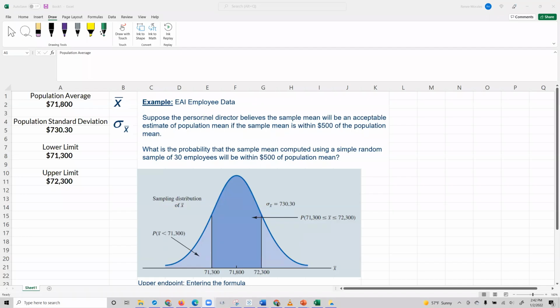So here we have an example of EAI employee data. Suppose the personnel director believes the sample mean will be an acceptable estimate of the population mean if the sample mean is within $500 of the population average. So they want to know plus or minus 500. The question is, what is the probability that the sample mean is going to be within plus or minus 500 of the population mean? Now, in this case, we're talking about average salaries.